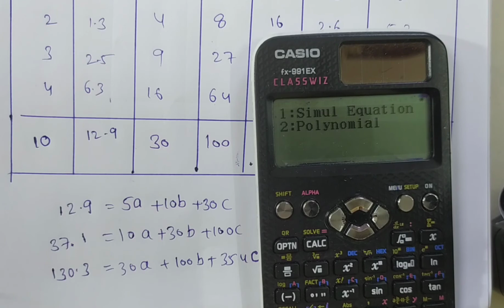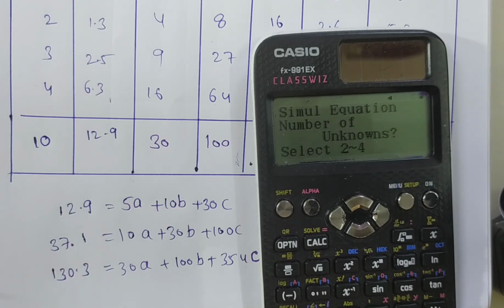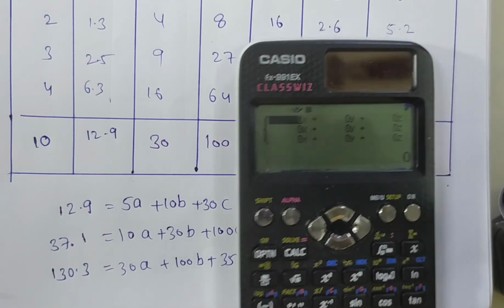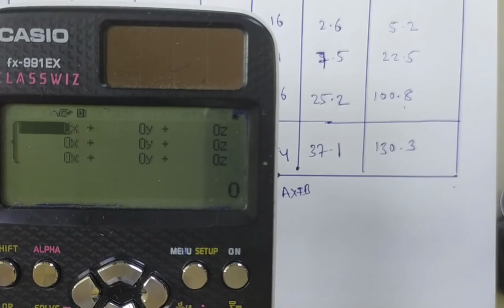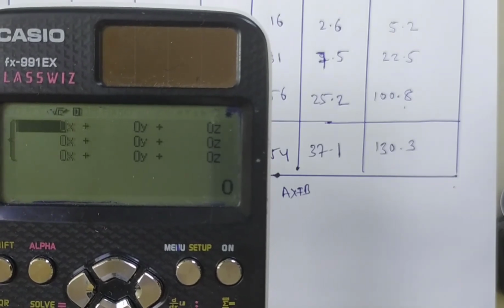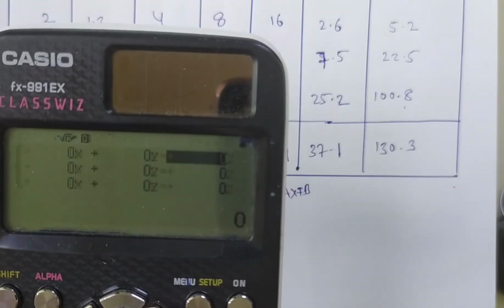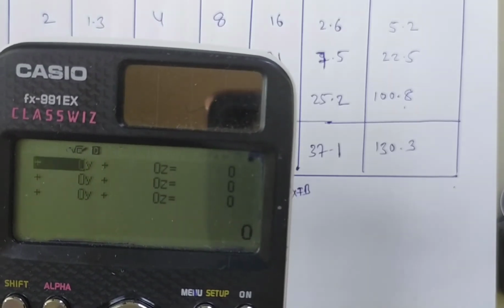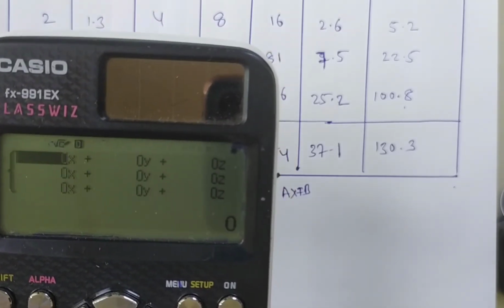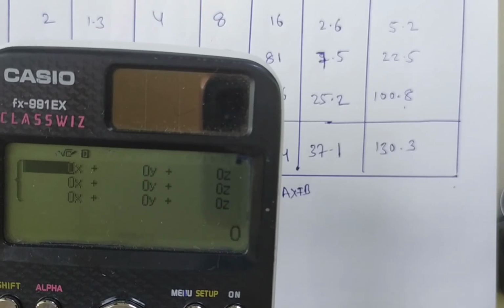Now these are simultaneous equations with 3 unknowns. So simultaneous equation, press 1. How many unknowns do you have? A, B, C, nothing but 3. So press 3. Now you are getting this form. You see, this is the form you have: 0x plus 0y plus 0z is equal to 0, like ax plus by plus cz is equal to d form, system of linear equations. These are in matrix form.